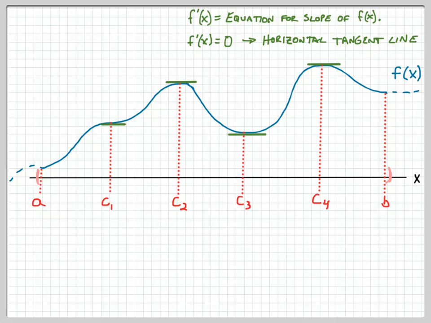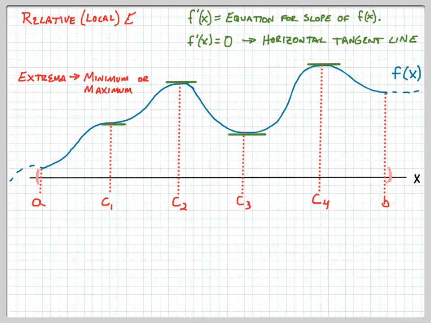Now you may have noticed that all of these things are at the top or the bottom of a curve. These things are called extrema. Extrema is just a plural term for minimum or maximum. So we're going to be looking at the extrema of this function. And specifically with those extrema, we're going to look at two types. One's called a relative or maybe a local extrema, depending on who you're speaking to, which textbook you're looking at.